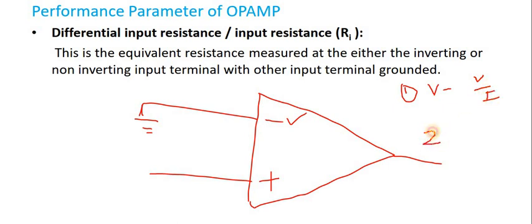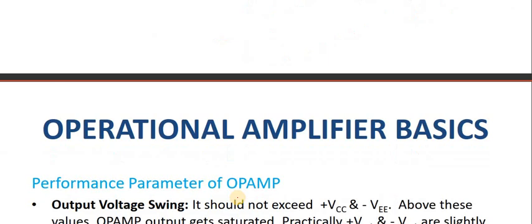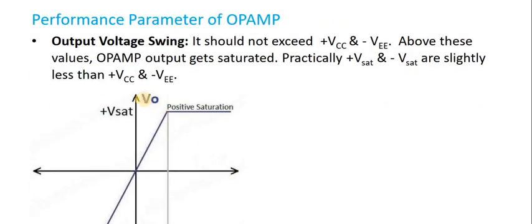Second, you put one current source and calculate V by I. So whatever way you find easier, you can find out the input impedance of the circuit. Next is the performance parameter, output swing.